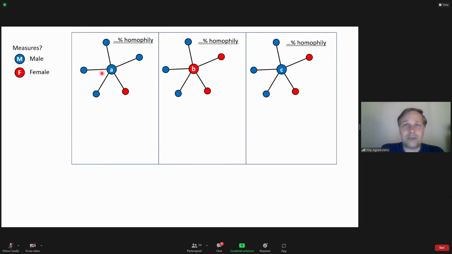That's 80%, right? 4 out of 5, the others are homophily. That's the percentage of homophily, 80%. How much is it here?